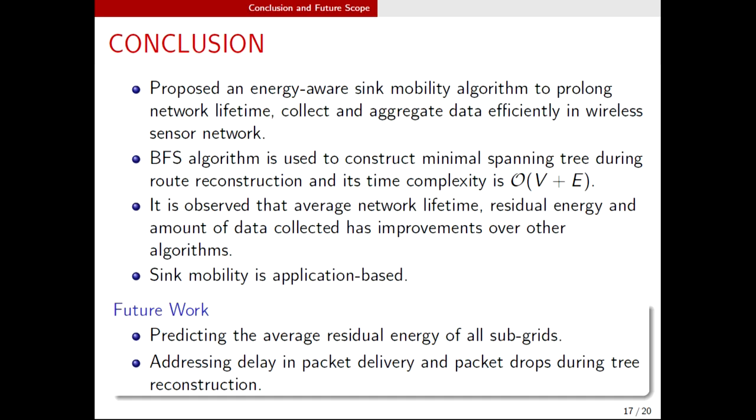Predicting the residual energy of the entire network has been done using a machine intelligence algorithm. Addressing delay in packet delivery and packet drops during reconstruction is also important, which has to be considered, and we are considering it and shortly submitting it to a journal paper.